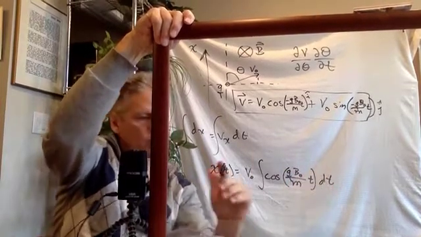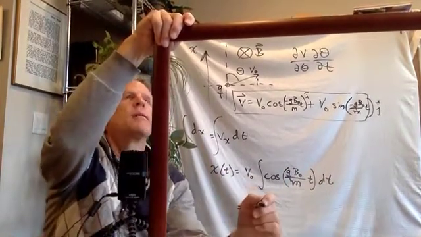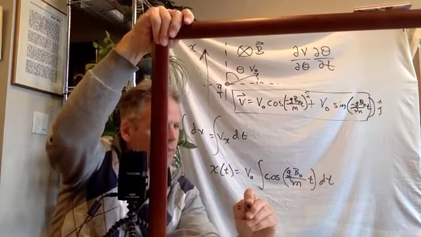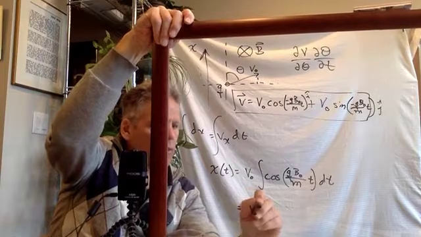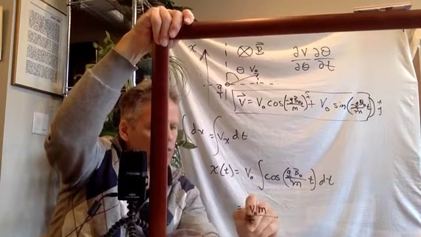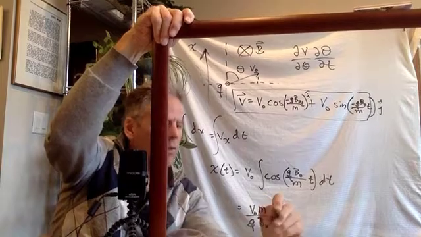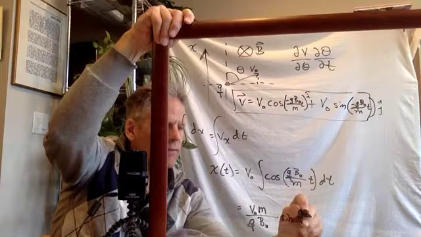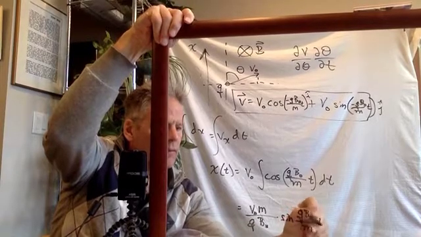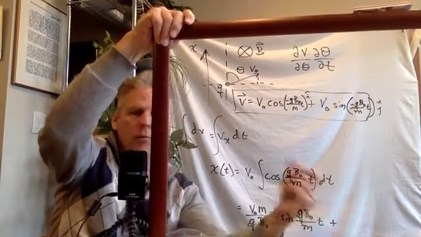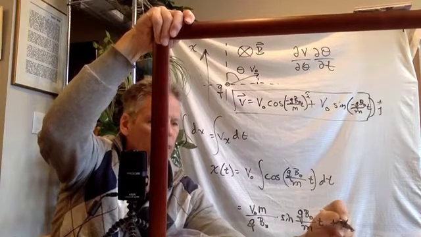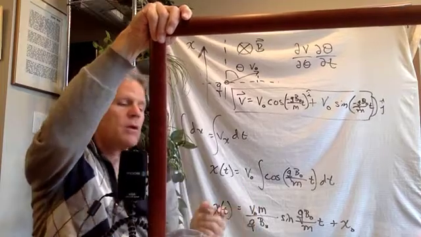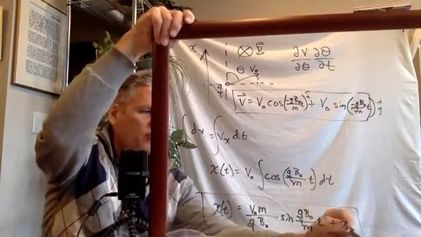dt. And you guys know that this is, let's see, I've got to get this right again. So I believe this is positive, right? So I have v0 m over q b0 sine of q b0 over m t plus some constant, which I'm just going to call x0. And we determine that by the initial conditions. So there we go. We now know x as a function of t.